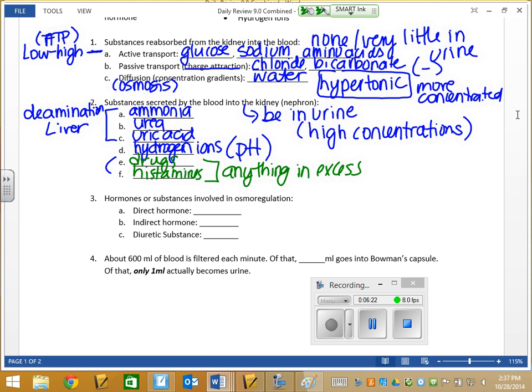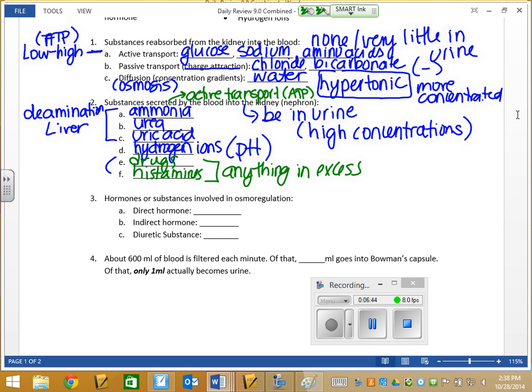Now, no matter what we're doing, all of this secretion happens because of active transport. That means I need ATP. That means I probably need an incredibly large amount of mitochondria to be kicking around so that I have lots of ATP available.